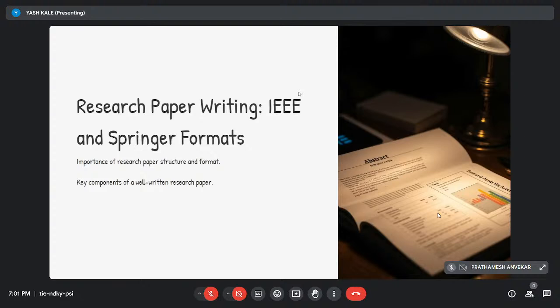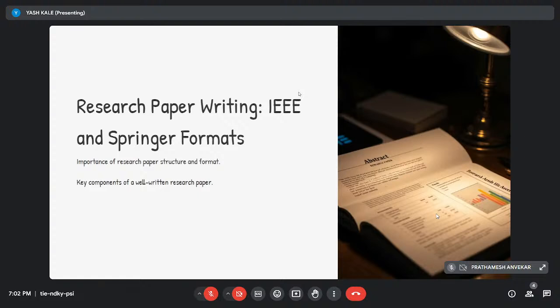So whether you're submitting to IEEE or Springer or any other journal, the core elements of a research paper remain the same. Research paper formats like IEEE, Springer are widely used in engineering and technology fields, and it's important to follow the required guidelines. In this session, our main focus will be on the general structure, which is applicable across most of the formats. And by the end of the session, you will have a very strong understanding of how to structure a research paper and the best practices for writing one.